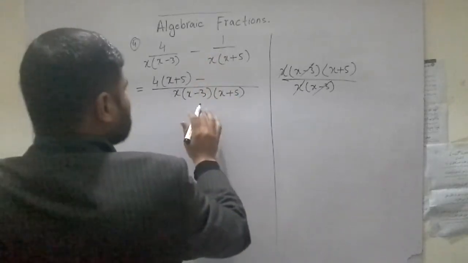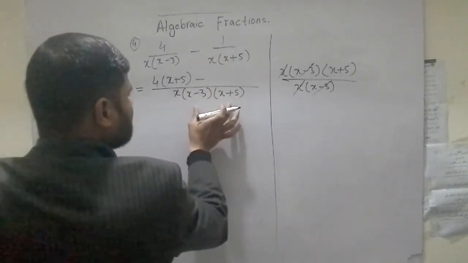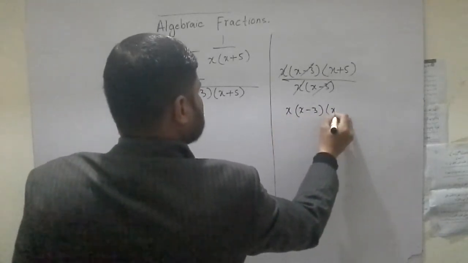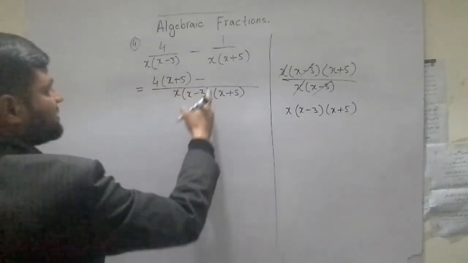Then do the same thing with the second fraction's denominator: this LCM, which is the least common multiple or lowest common multiple, needs to be divided by this.